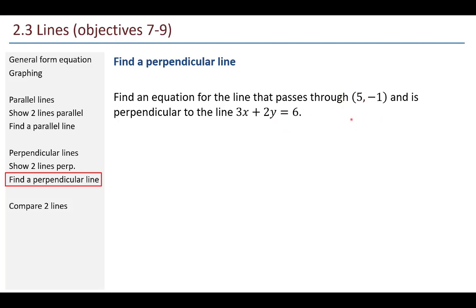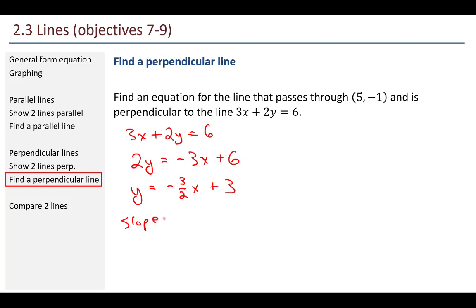So let's figure out the slope of the line that was given to us. 3x plus 2y equals 6. Solve for y, so I'll subtract 3x from both sides. 2y equals -3x plus 6. Divide both sides by 2. Y equals -3/2 x plus 3. And I see the slope. The slope of this line is -3/2. So for the line that I'm creating, I want a slope of 2/3.